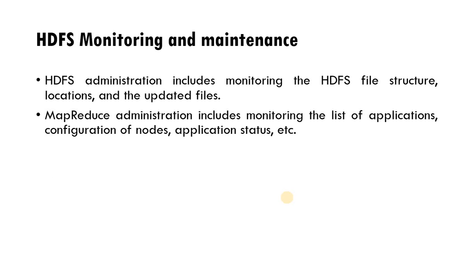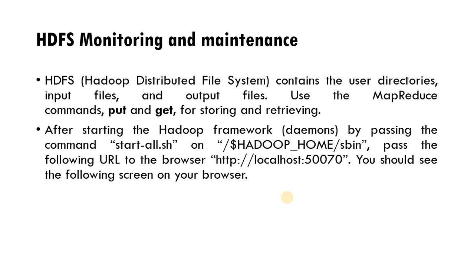Next is HDFS monitoring and maintenance. After you install Hadoop and create your data nodes and name nodes, and your tasks are running on Hadoop, we need to maintain those tasks. HDFS administration includes monitoring the HDFS file structure, locations, and updated files. MapReduce administration includes monitoring the list of applications, configurations of nodes, application status, etc. HDFS contains the user directories, input files, and output files. Use commands like put and get for storing and retrieving.